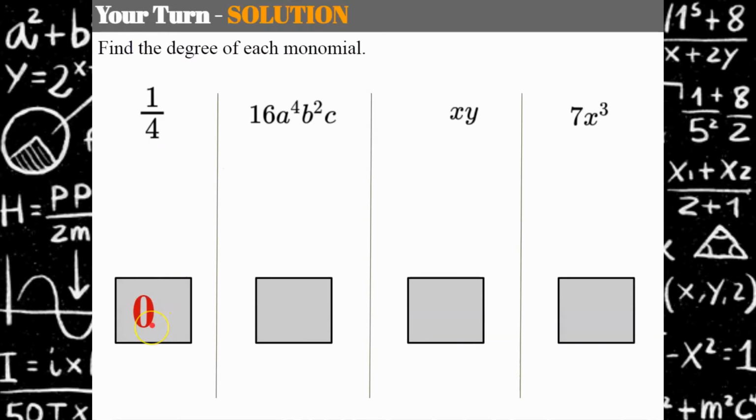1/4 has a degree of 0. Remember, all numbers except 0 have a degree of 0. 16a to the 4th b squared c has a degree of 7. An invisible 1 plus 2 is 3 plus 4 is 7. The term or monomial xy has a degree of 2. Invisible 1 together have a sum of 2. And the last one, we have one variable term with an exponent of 3, so our degree of that monomial is 3. Okay, let's move on.